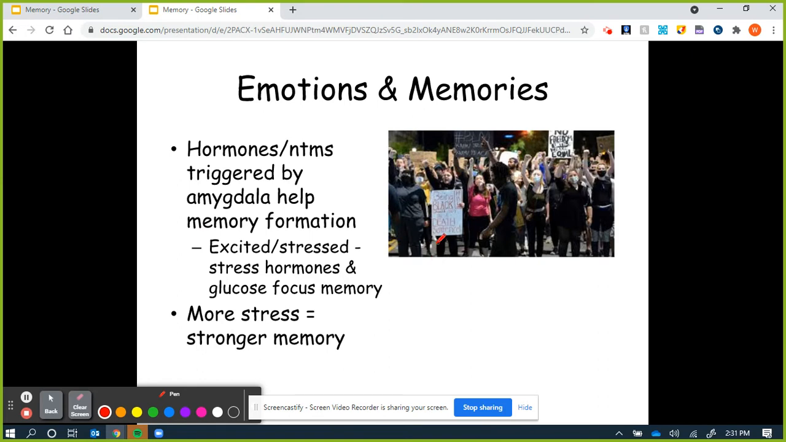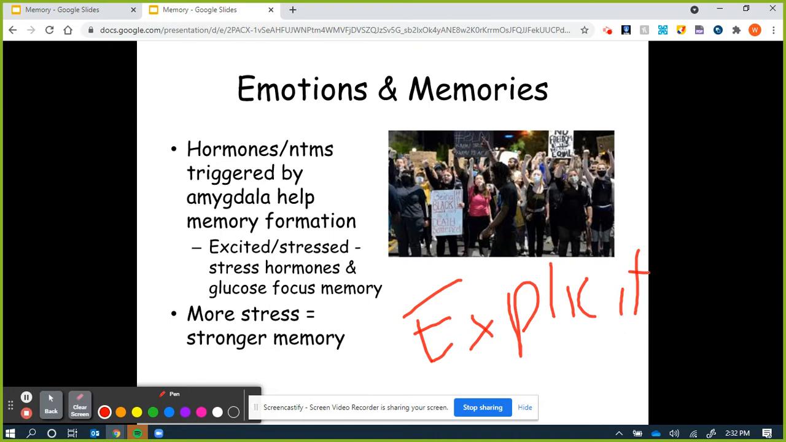All right, so why are some memories more vivid than other memories? Particularly with explicit memories, emotion plays a big role in this. The hippocampus does most of the processing of explicit memories, but it is right next to the amygdala. And if you remember, the amygdala is involved in emotion and sending out emotional signals, particularly ones like fear and anger.